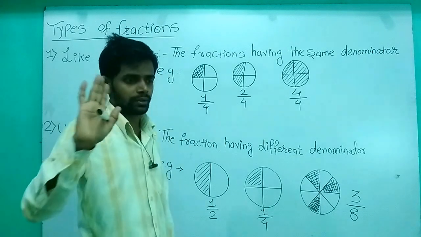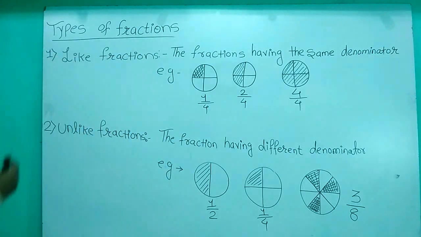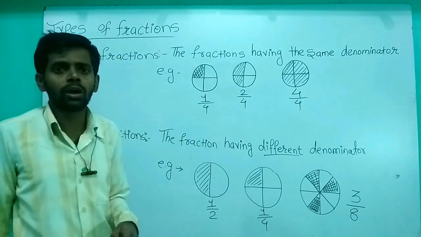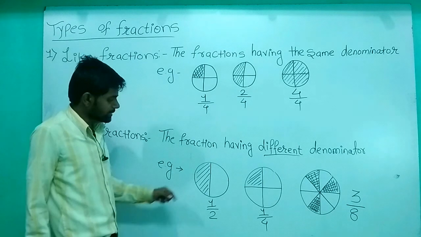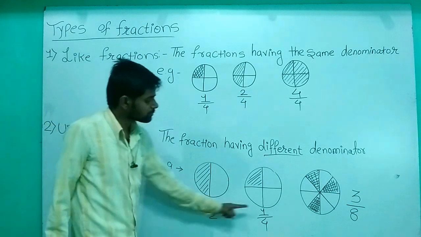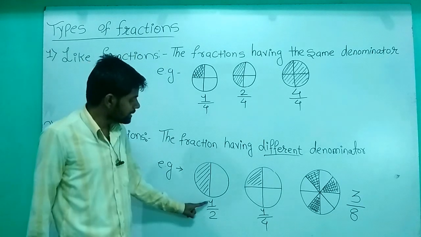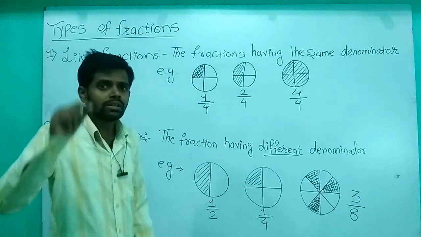I hope you understand. Now let's move towards the unlike fraction. So what is meant by unlike fractions? The definition of unlike fraction is: if the fractions have different denominators, they are not the same, they are different. Okay, so let's take the example 1 by 2, 1 by 4 and 3 by 8. Okay, dear students, the example is 1 by 2, 1 by 4 and 3 by 8.